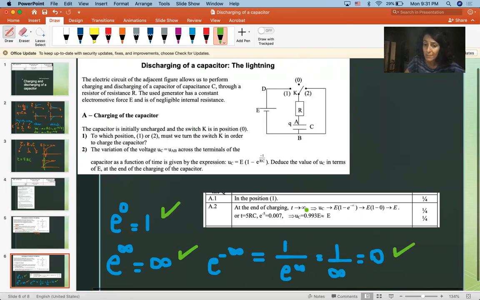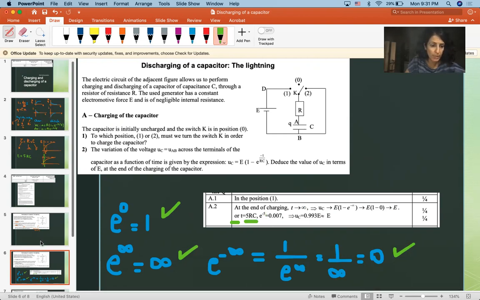So they said that at the end of the charging, t is infinite, or you can say t is 5RC. Both are okay because as you can see, it gives you the same answer. 5RC is a lot, so it's like infinity, if you want to call it. And by the way, they did the calculation for e to the minus 5. That's it for part A. You see how small part A is?